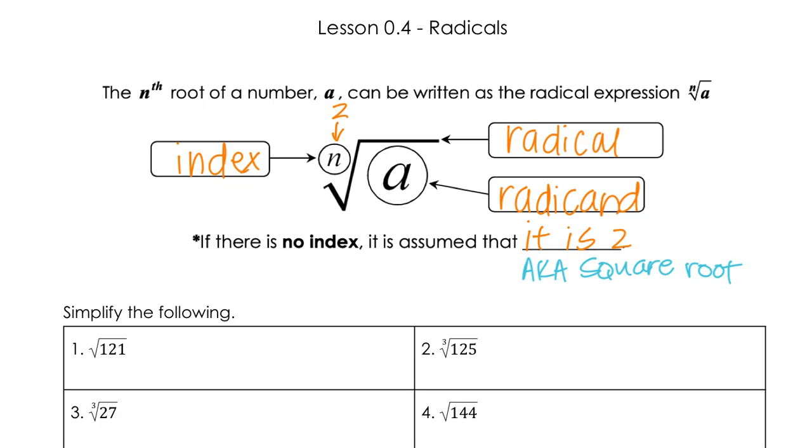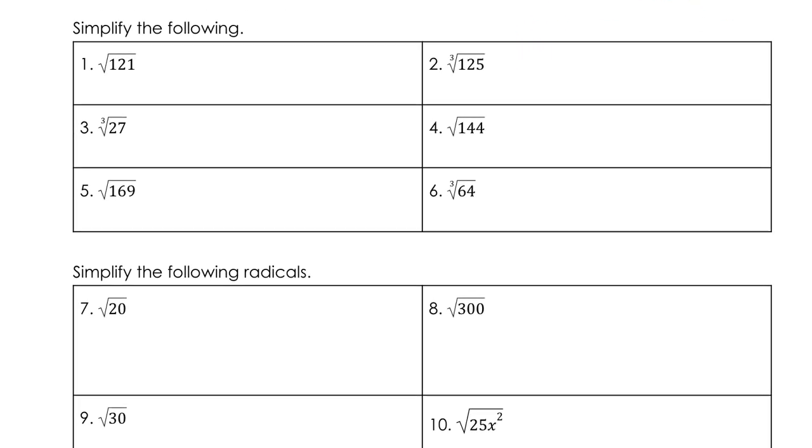So, what is the square root symbol called? A radical. What is the little number called? The little number is the index. If there's not an index, what is it? 2. And what's the number under the radical called? Radicand. Good.